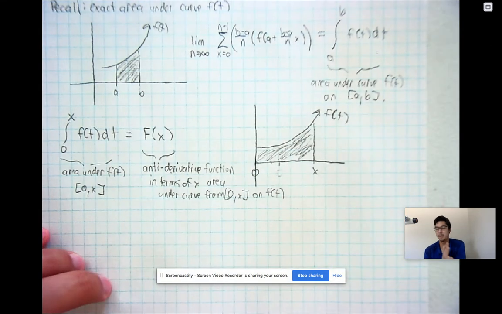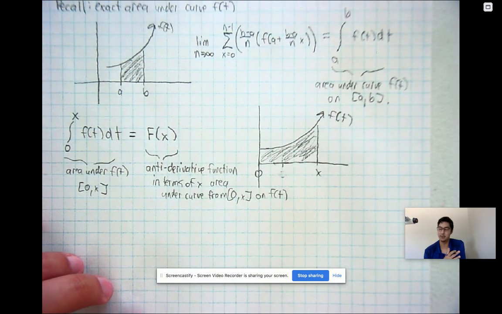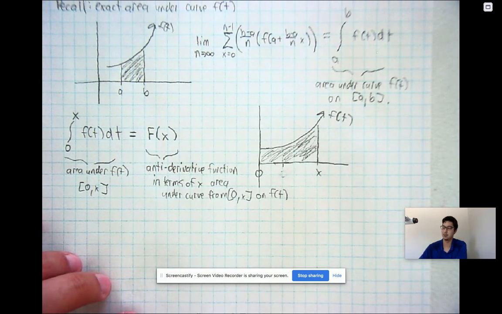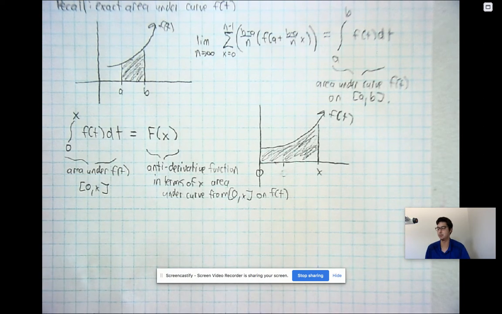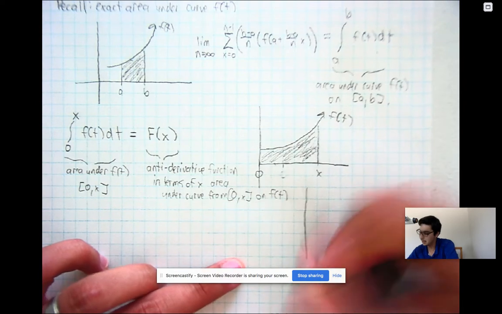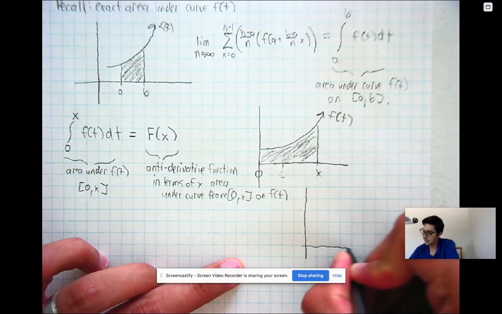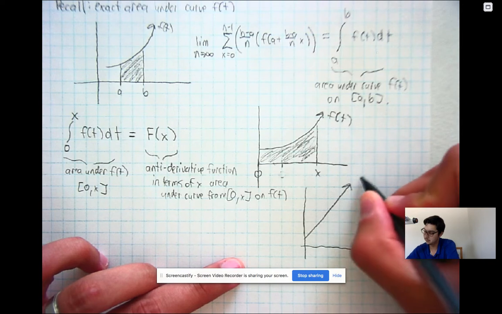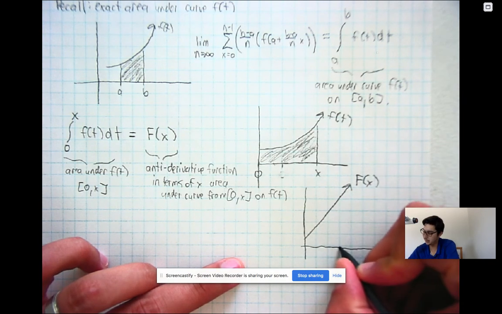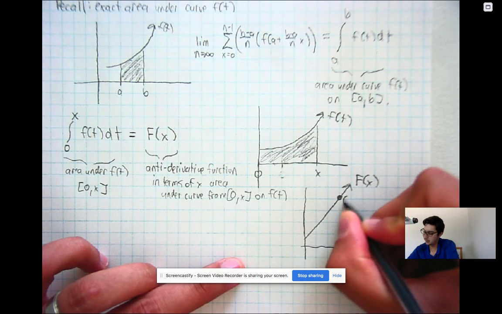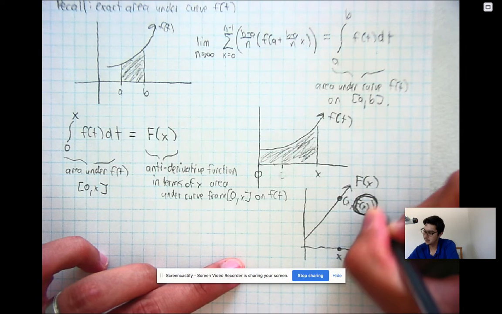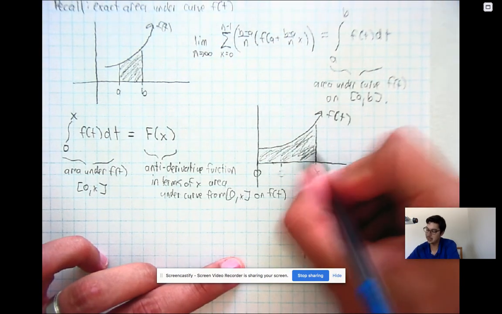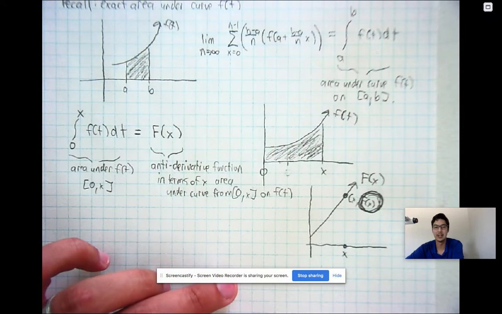So the idea is that there's another function we can look at, the antiderivative function. So it's like we're working backwards, and that will tell us the area under the curve from 0 to that value on the function f of t. Graphically, what I'm saying is that we can represent this area as a different function, f of x. If you evaluate it at, say, this value right here, that's going to give you the same thing as the area under the curve from 0 to x. And that's what it's saying right there.